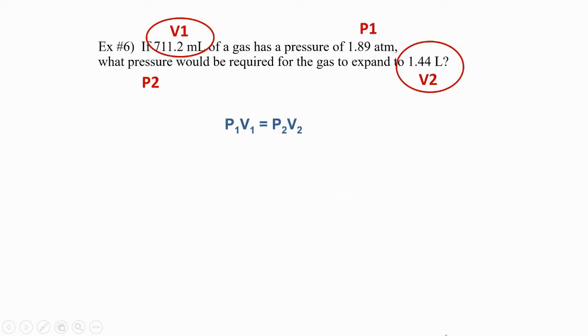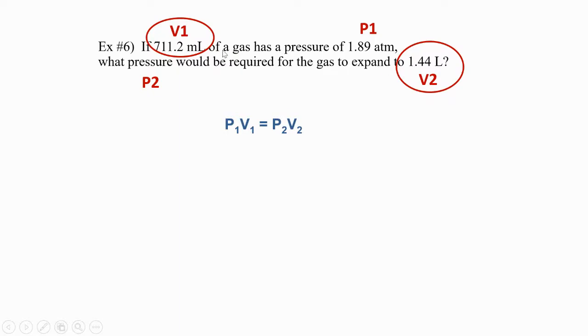The third example. It says 711.2 milliliters. It doesn't say volume, but you have to recognize that milliliters and liters are units of volume. So it occupies this volume at this pressure. Those are my initial conditions. I change the volume to V2. What will the new pressure be? So I don't know P2.